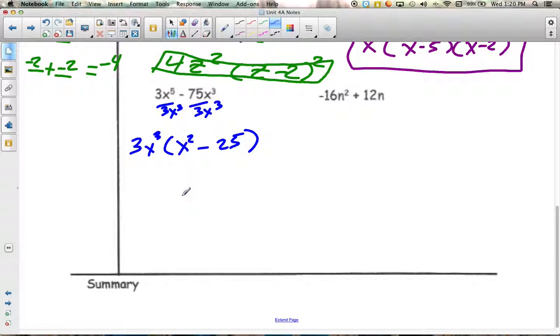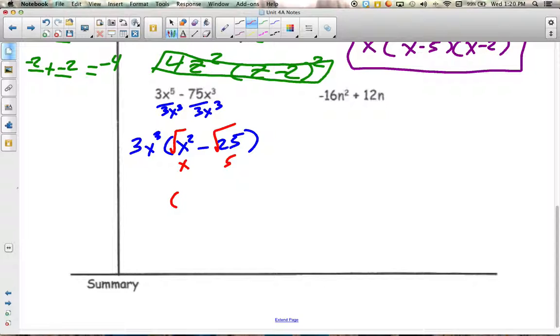So you always take out the greatest common factor first, and then you need to see if you can factor any more. In parentheses, I have an x squared minus 25. That is a difference of squares. I can take the square root of x squared and get x, square root of 25 and get 5.